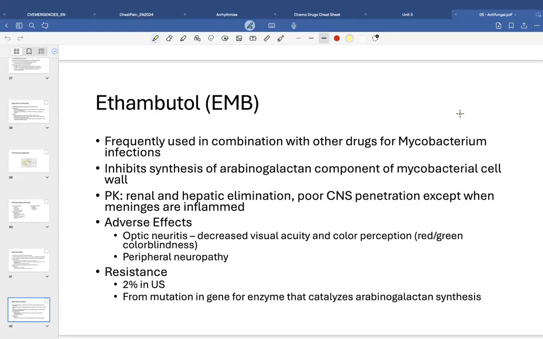So for ethambutol, especially if you're going to be on it for months and months, the recommendation is that patients, as they're receiving treatment, get assessed for their visual acuity, because you can get color blindness, particularly red-green color blindness, and other issues around optic neuritis. So we have to monitor the visual effects while they are on this drug. You can also get some peripheral neuropathy as well. The resistance is around 2% in American-born patients.